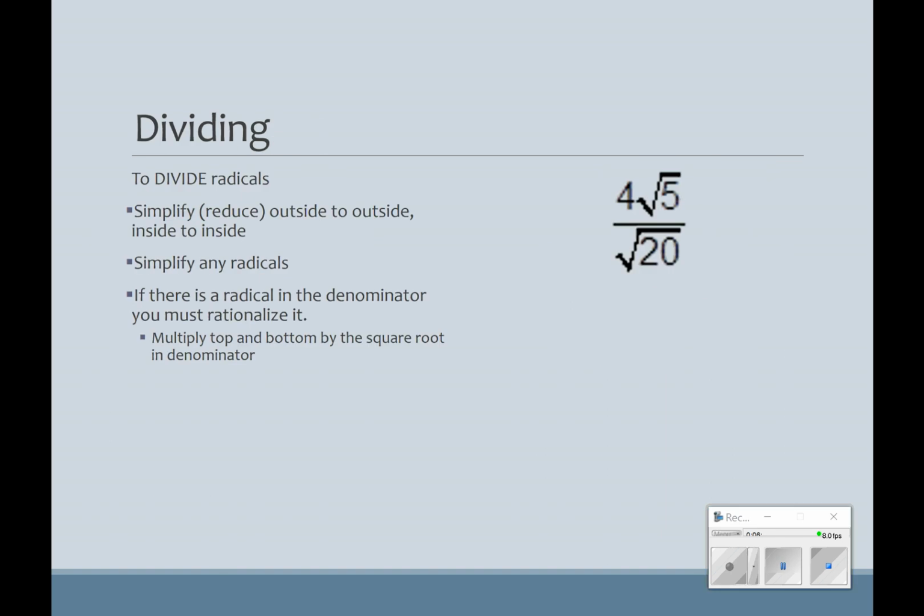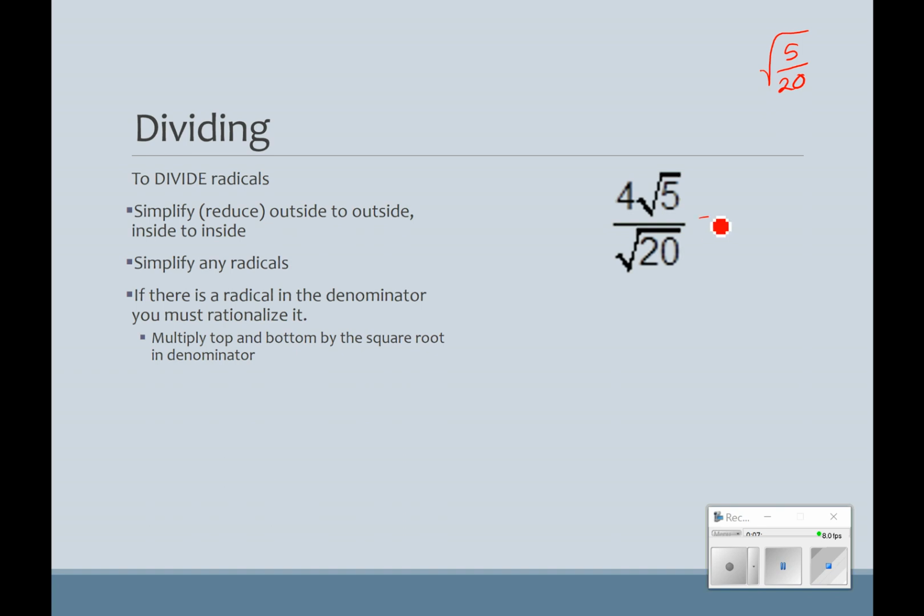All right, so now let's talk about dividing. To divide radicals, we're going to simplify or reduce the outside to the outside, or the coefficients can be reduced, and anything under the square root can be reduced. This is the same as writing it under one square root, but we don't necessarily have to do that. Okay, so we're going to simplify any radicals, and then if you remember from the last video, we can't have square roots in the denominator, so we're going to do something that's called rationalizing the denominator.